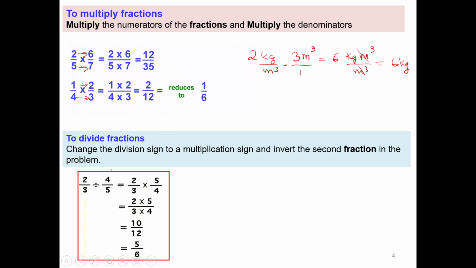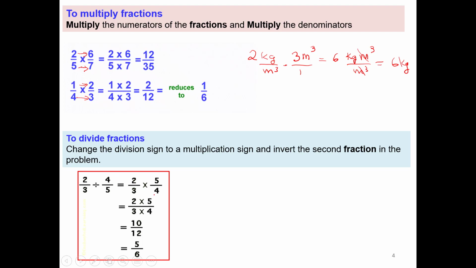To divide fractions, what we have to do is change the division to multiplication. We had 2/3 divided by 4 over 5. Then we just write the first fraction, change the division to multiplication, and multiply by the reciprocal of the second fraction, or we flip the fraction. Then we have 2/3 times 5 over 4.